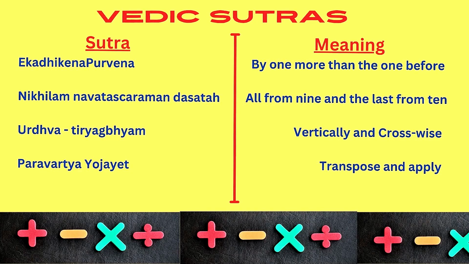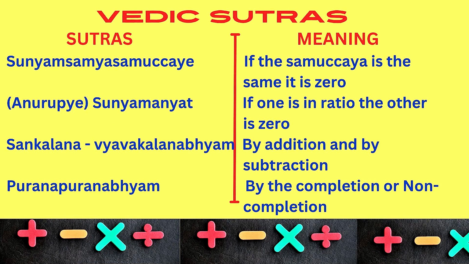You will find the Vedic sutras here, the sutras and their meaning. Ekadhikena Purvena, by one more than the one before. Nikhilam Navatashcaramam Dashatah, all from 9 and the last from 10. Urdhva-tiryagbhyam, vertically and crosswise. Paravartya Yojayet, transpose and apply. Shunyam Saamyasamuccaye, if the samuccaya is the same, it is 0. Anurupye Shunyamanyat, if one is in the ratio, the other is 0. Sankalana-vyavakalanabhyam, by addition and by subtraction.